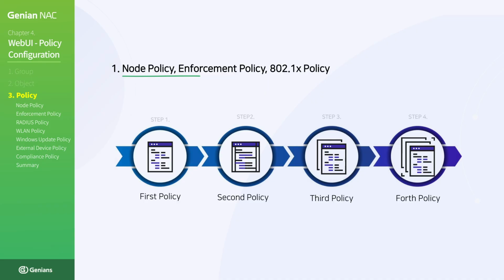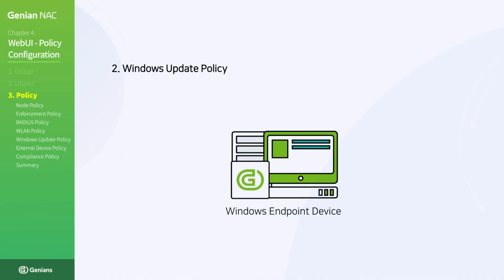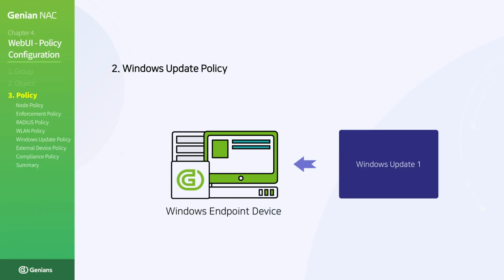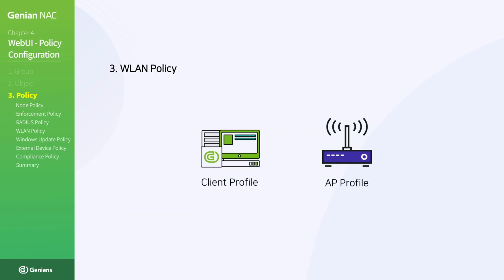The policies assigned using this method include node policy, enforcement policy, 802.1x policy. The Windows Update policy does not have a priority. However, it applies as a single policy by assigning a unique update ID to an agent action to perform the policy. The Wireless LAN policy, which allows multiple policies, assigns policies as follows.